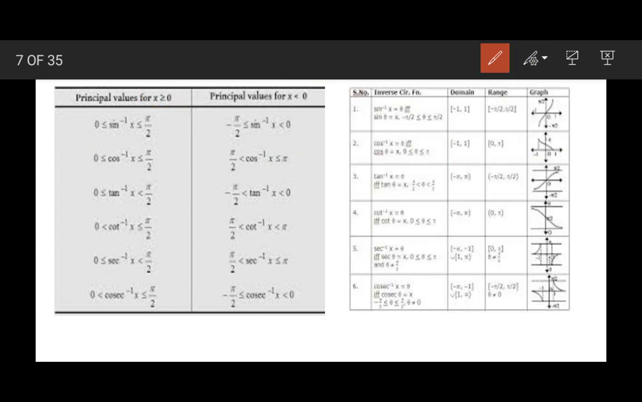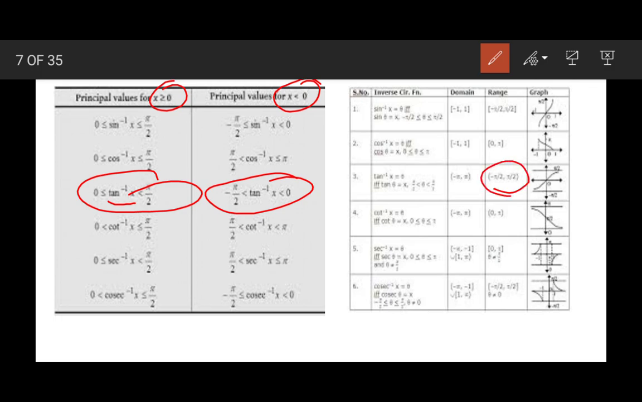Now let us see the principal value for tan inverse x. So tan inverse x, for x greater than or equal to 0, lies between 0 and pi by 2. For x less than 0, it lies between minus pi by 2 and 0. So the range will be minus pi by 2 to pi by 2, like sin inverse x.